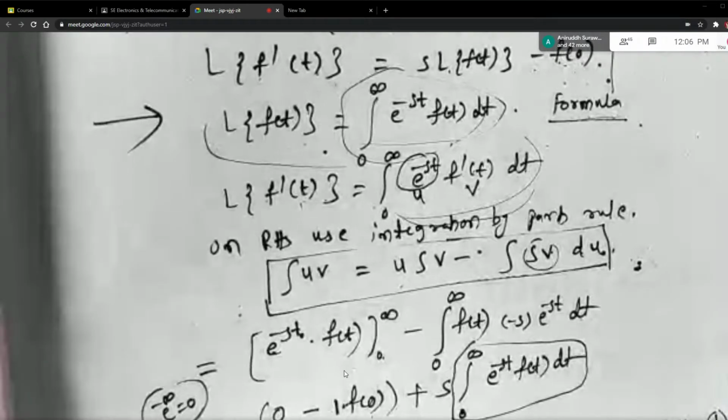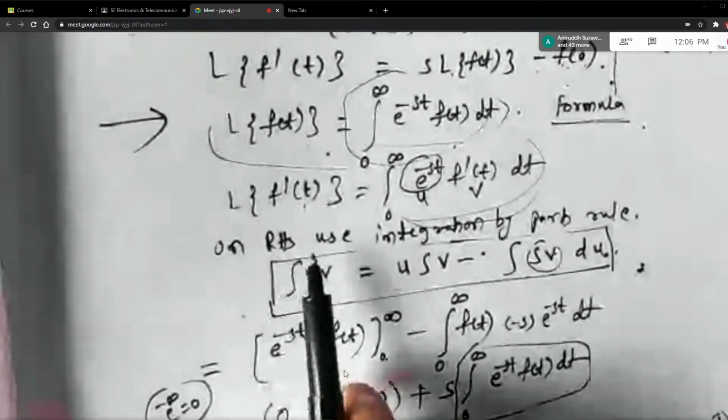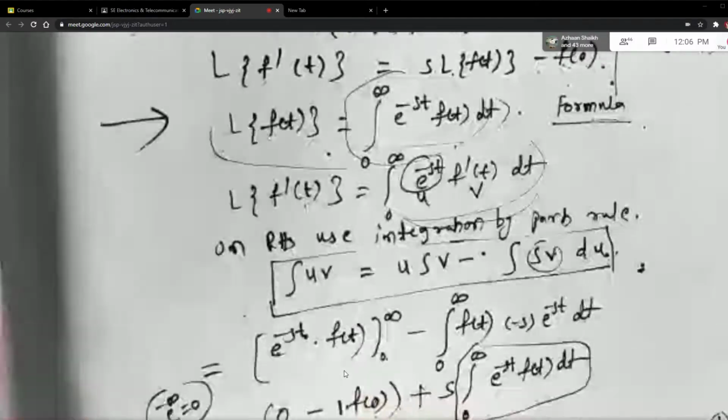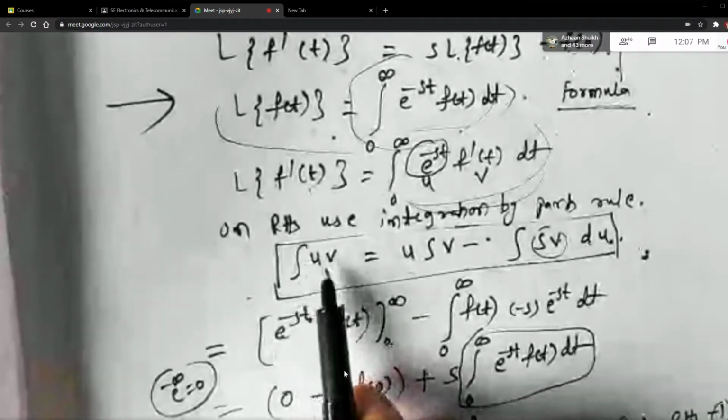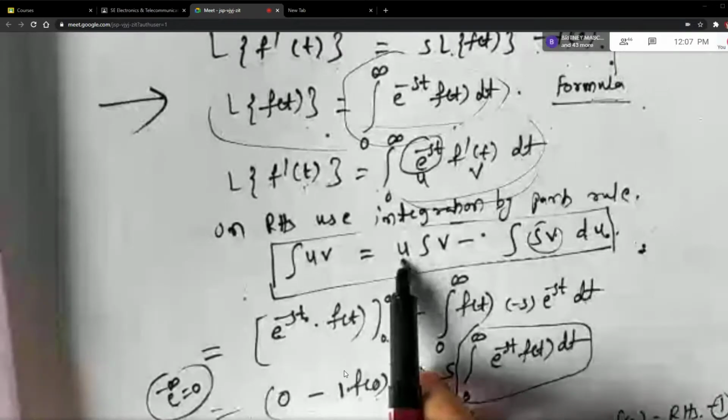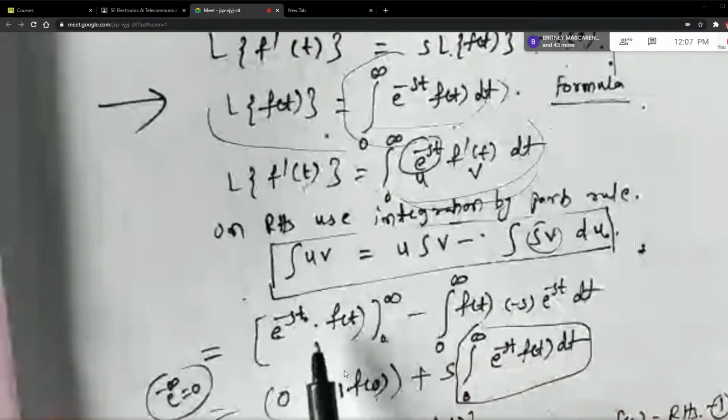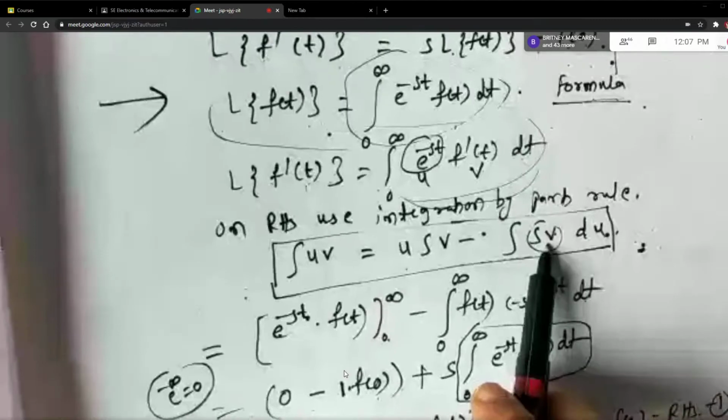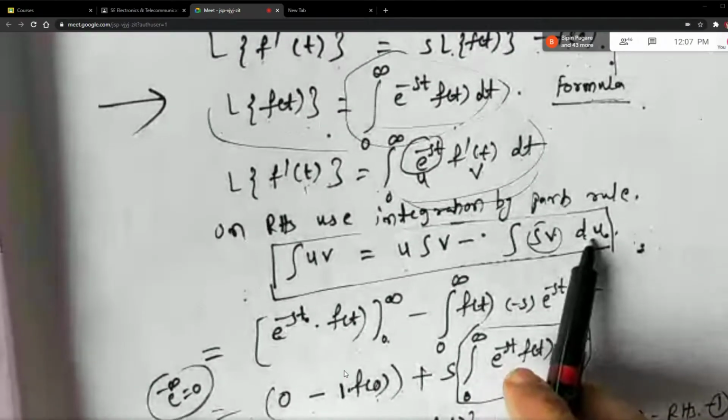Now what is the integration by parts rule? Whenever you integrate a product of two functions, u into v, it is first function into integral of second function, minus integral of second function into derivative of first function.